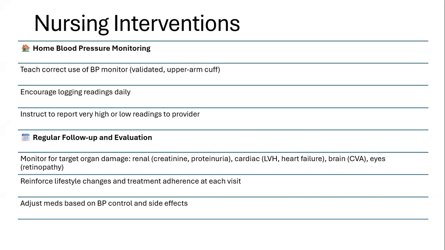Hopefully, the patient will understand the complications of hypertension, so they will be more aware of the possibility of organ damage, especially in the kidney, heart, brain, and eyes. It is really important to reinforce lifestyle changes and treatment adherence at each visit, and adjust medication based on BP control and also the side effects.